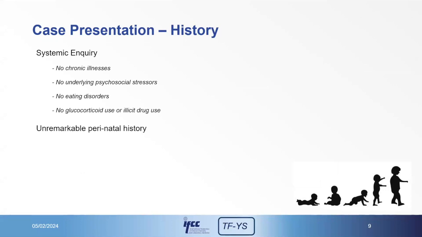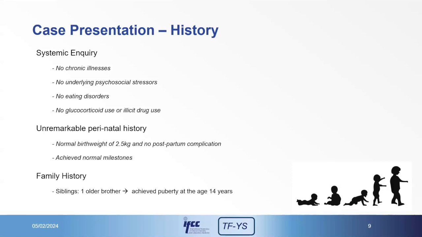He also notably had an unremarkable perinatal history where he had a normal birth weight of 2.5 kilograms and no postpartum complications. He also achieved normal milestones for his age. In terms of his family history, he did have one older brother who achieved normal puberty at the age of 14 years. Unfortunately, his father demised, and there's an unknown pubertal history on his side.